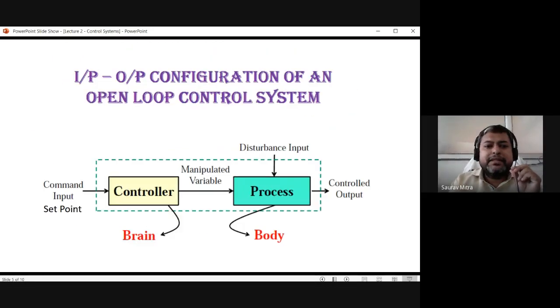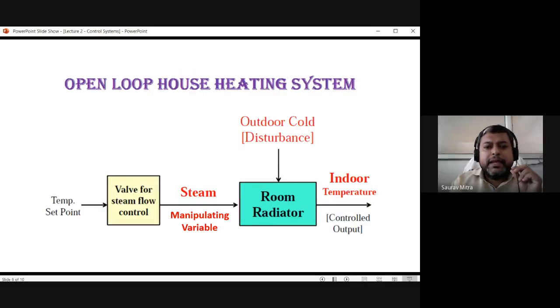Now here is the input output configuration of open loop control. Here is an example of open loop control. This is the valve of steam flow. The steam is coming inside the room radiator and keeping the room temperature high. But how high, I don't know. If the room temperature becomes too high, there is no automatic process to control it. So this is the downside of open loop control.